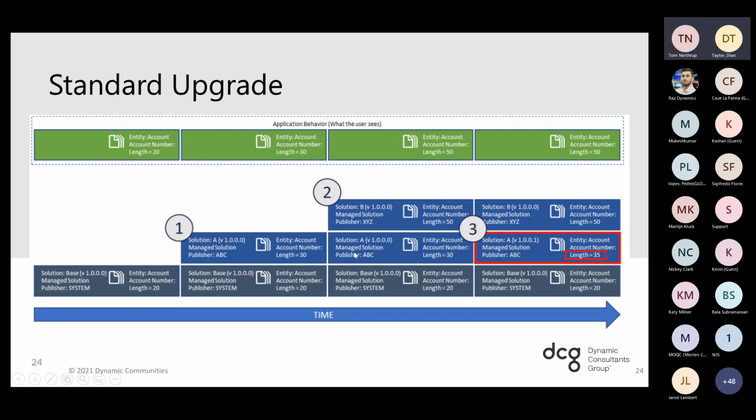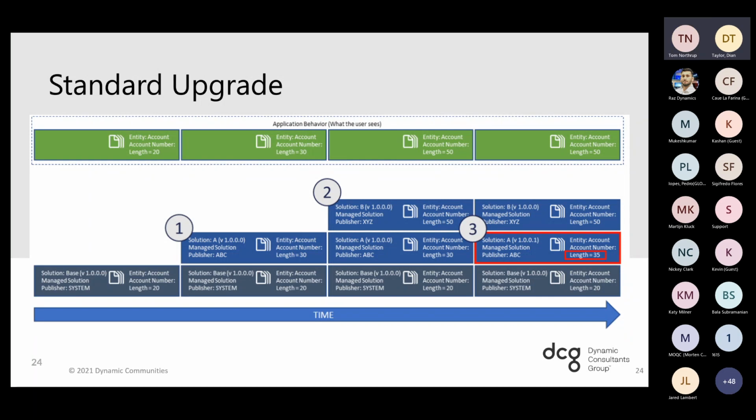So here's solution A, again, still sitting here with number 30, but someone comes along and says, we need the length to be 50. So in dev, they create solution B with a different publisher. They add the account number field to that unmanaged solution, export it as managed, version 1, and they import it to this environment. The user now sees the length equals 50. Well, then the requirements come back and say, we need the length to be 35.